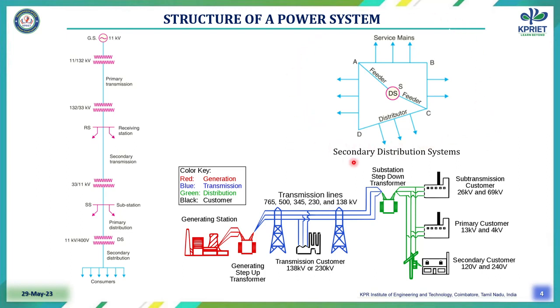In the secondary distribution, the distributor, feeder and service main play a vital role, especially in the secondary distribution part. The feeder connects the different lines connected to the primary distribution. Then the distributor connects to each and every feeder. Through the distributor, the service mains are connected.